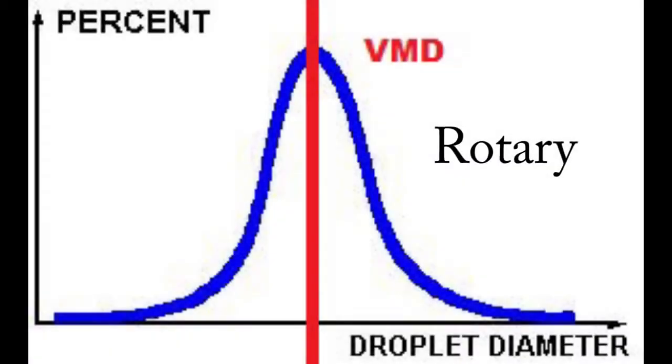In the case of a rotary atomizer, where you've got a narrow spectrum, more of the droplets are close to the VMD. It's because it's a narrow pattern to the spectrum. There are relatively few droplets on the small end, the tail of the spectrum.